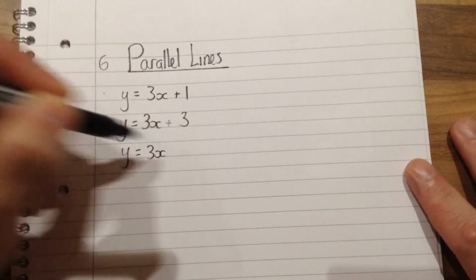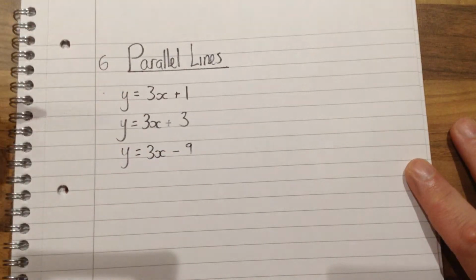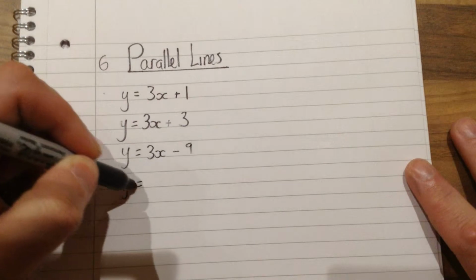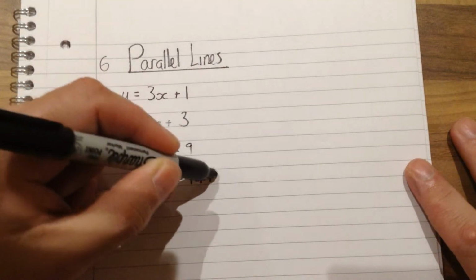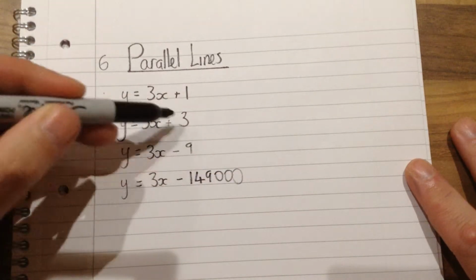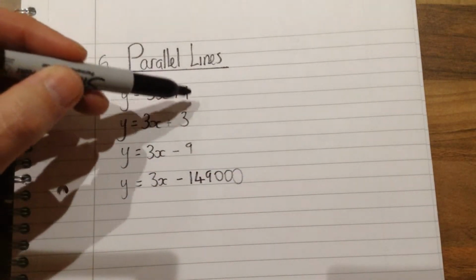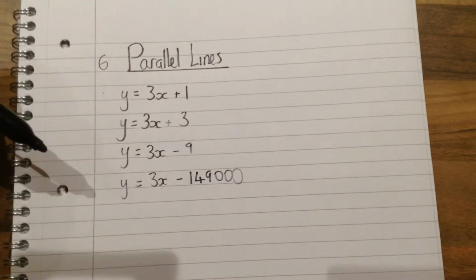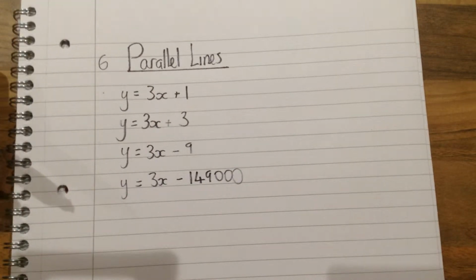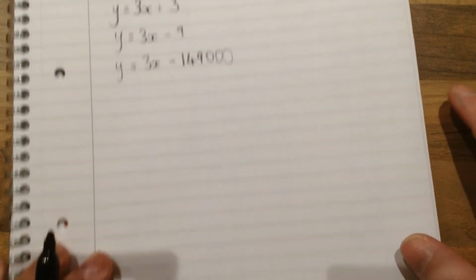So again, it could be y equals 3x minus 9, or y equals 3x minus 149,000. The number at the end does not matter as long as it is not 1, because that would not be a parallel line, that would just be the same line. So this works in any scenario.